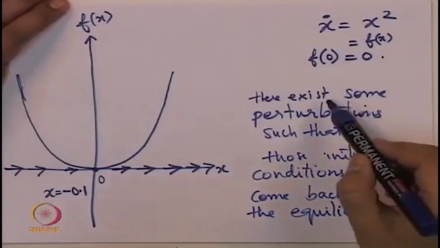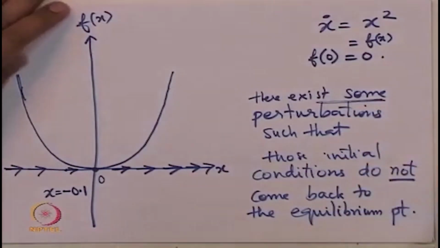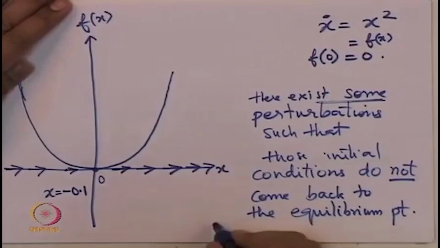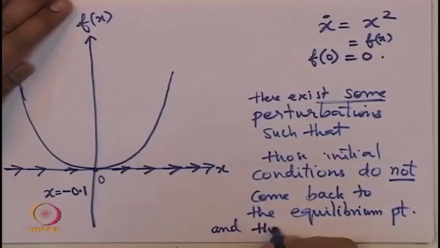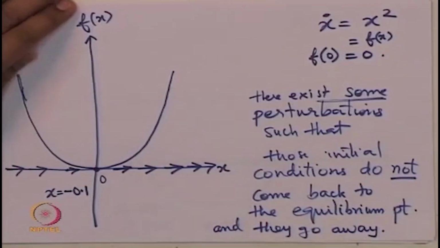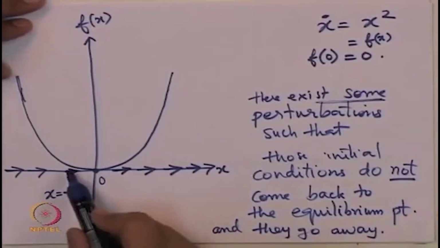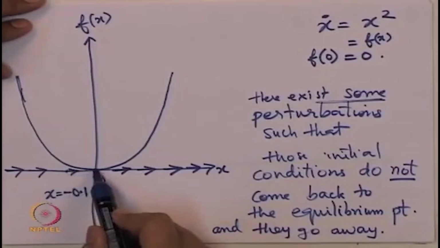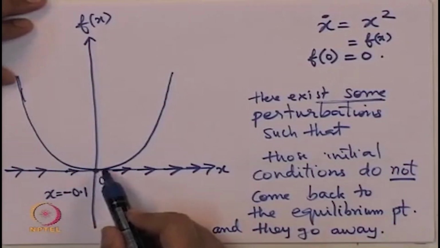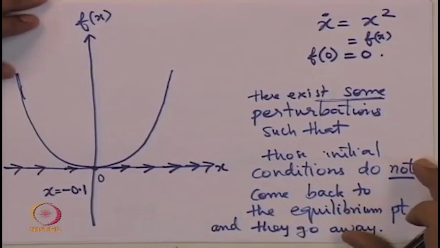When will we call it unstable? There are just some bad perturbations. There exist some perturbations such that those initial conditions do not come back to the equilibrium point and they go away. In such a situation, that equilibrium point is unstable. We are not going to be satisfied with some perturbations which come back to the equilibrium point. We are unhappy that there are some perturbations that are going to go away from that equilibrium point, and hence that equilibrium point has been classified as unstable.